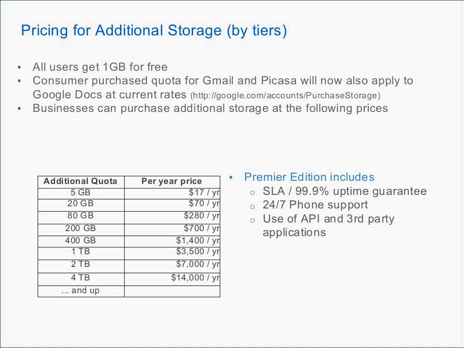On the pricing front, as we discussed, every user gets 1 gigabyte for free. And for businesses, they can purchase additional storage at the following prices in this table. We are selling them in tiers, so 5 gigs will go for about $17 a year, 20 gigs for $70, 80 gigs for $280. These are per user per year, and they obviously provide the capabilities around SLA, 99% uptime, 24/7 phone support, the API, the third-party apps like the Memeo Connect application, and so forth.